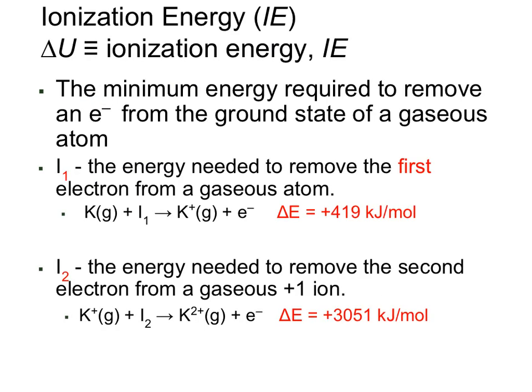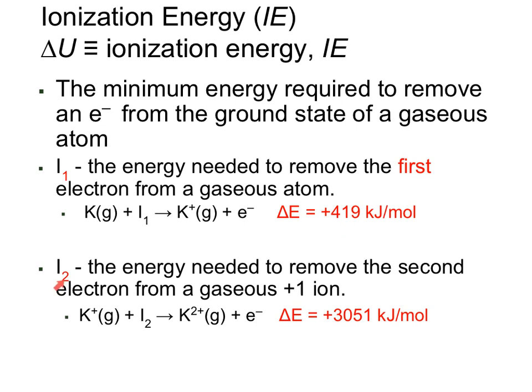The next trend we're going to look at is something known as ionization energy. The ionization energy of an atom is the amount of energy required to remove an electron from the ground state of a gaseous atom. And so IE1 is the energy needed to remove the first electron. In this case here, we're looking at a potassium atom. We supply it with energy to remove one electron and form a potassium plus one ion. And then the energy for that would be 419 kilojoules per mole.